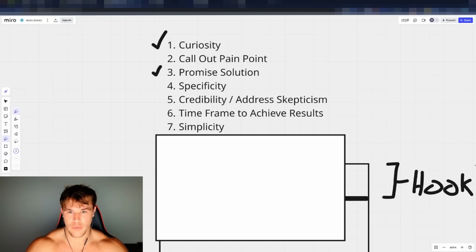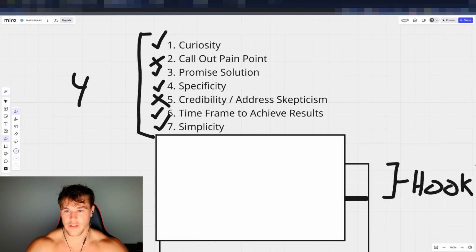Does it call out the pain point? No. Is it specific? Absolutely. It added that 30-day time period, which actually crosses off specificity as well as time frame to achieve results, right? How about credibility? Not really any credibility there. How about simplicity? I would say yes. So overall, we checked 4 out of the 7 boxes. This is a really good score.